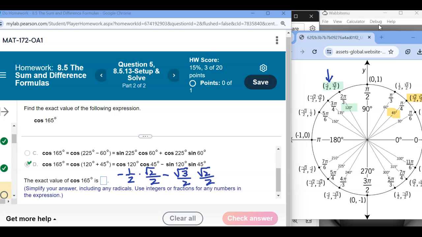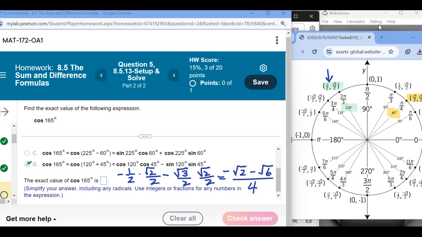So in this fraction, I have a negative square root of 2 in the top. Here, the square root of 3 times the square root of 2 is the square root of 6. You can multiply underneath the radical. You can't add or subtract under a radical. So that's going to be negative square root of 2 minus the square root of 6 over, and then the common denominator is going to be 4.